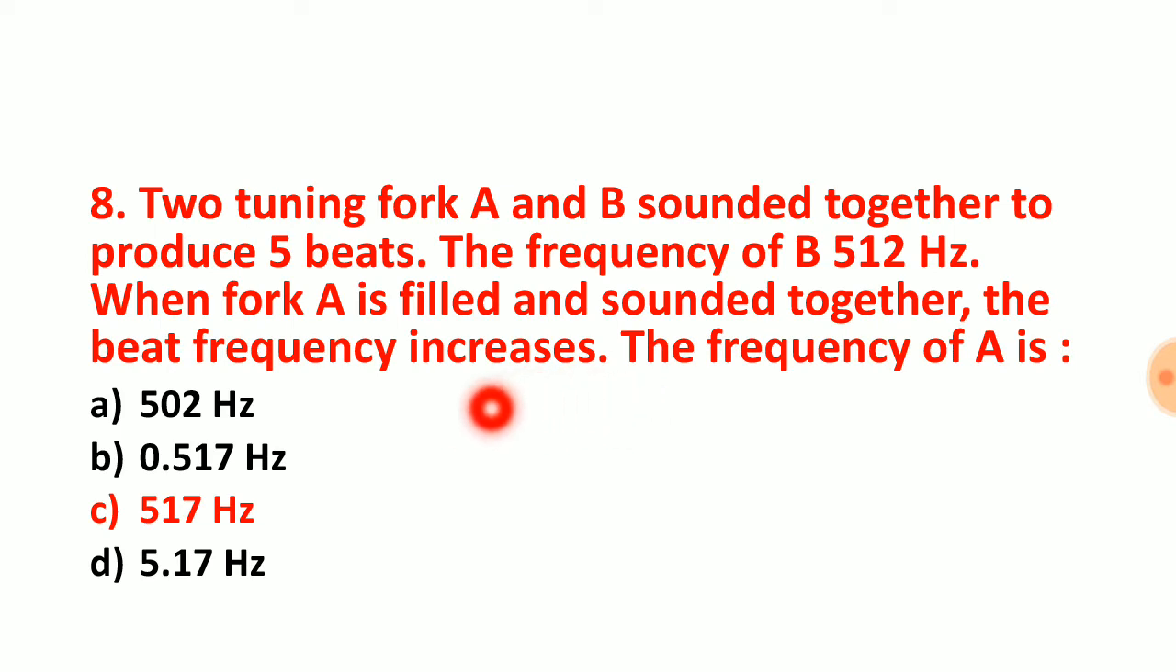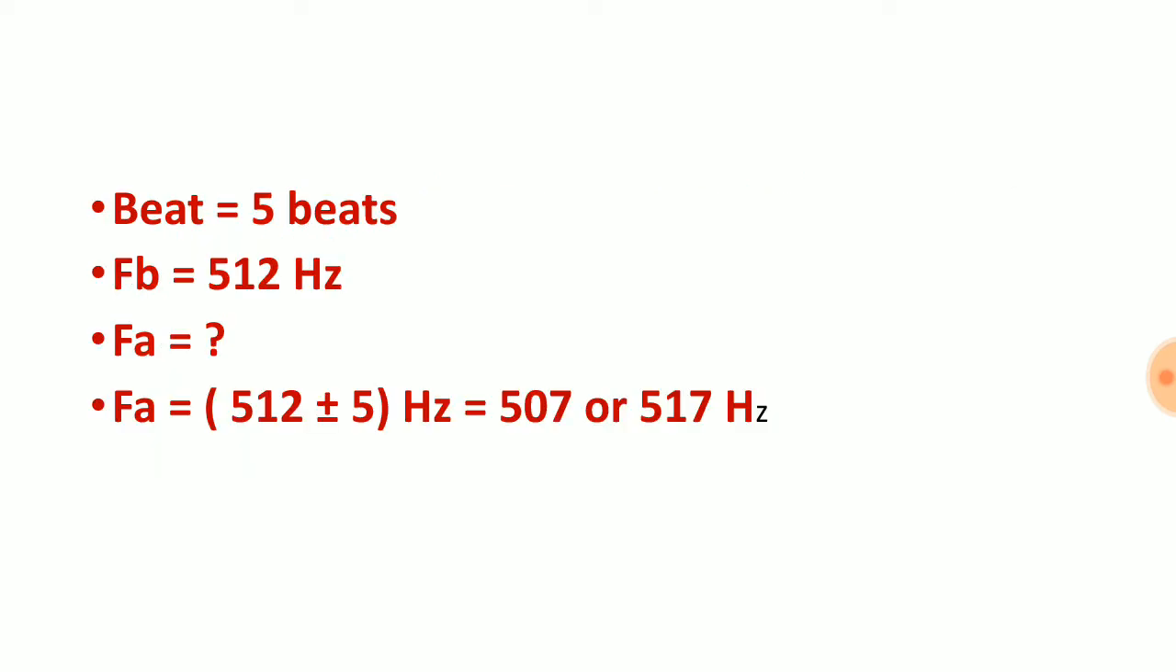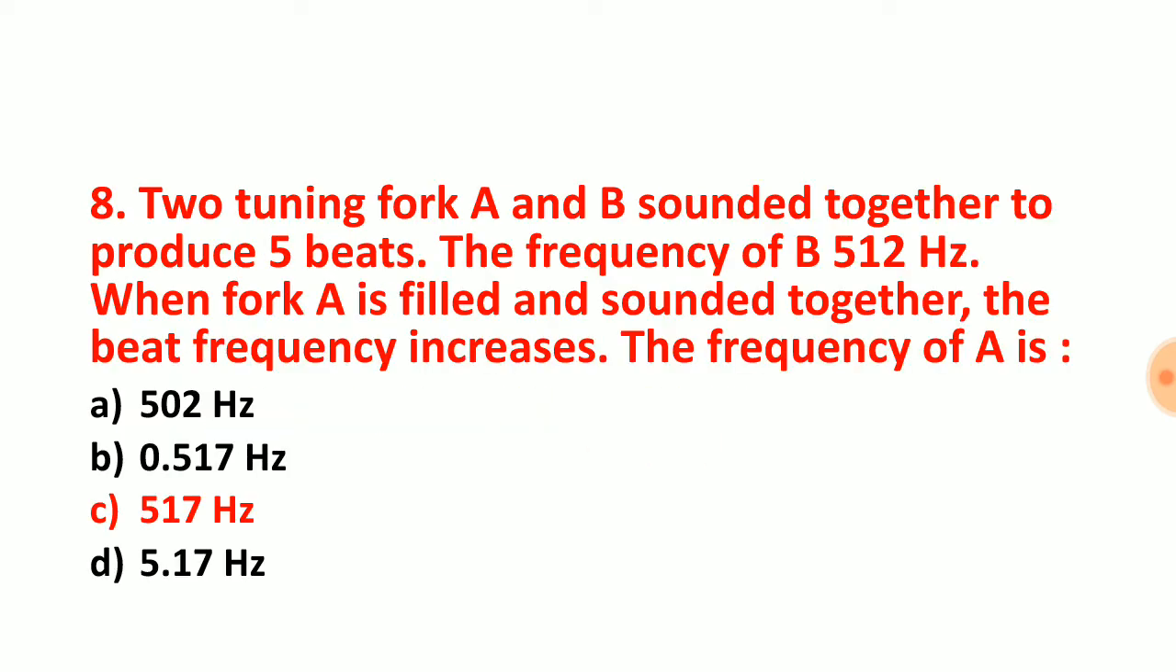So we can eliminate all other option choices. It is only the option 517, 507 is not there, so 517 is our answer. We can use another logic also. When A is filled, the beat frequency increases, meaning if we keep some wax in A, or it contains some material, in that case its beat frequency is increasing.